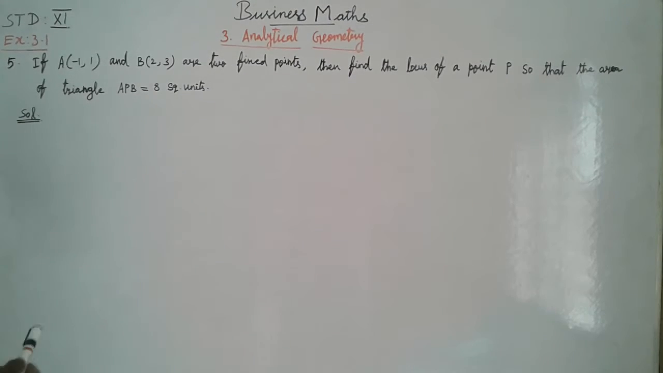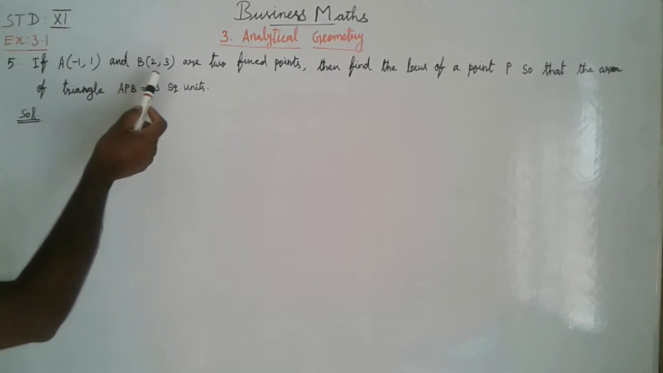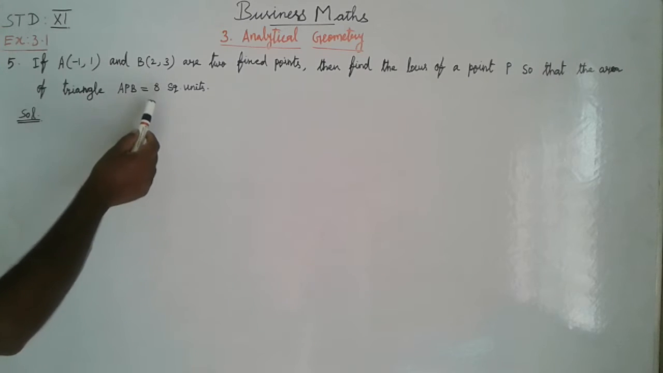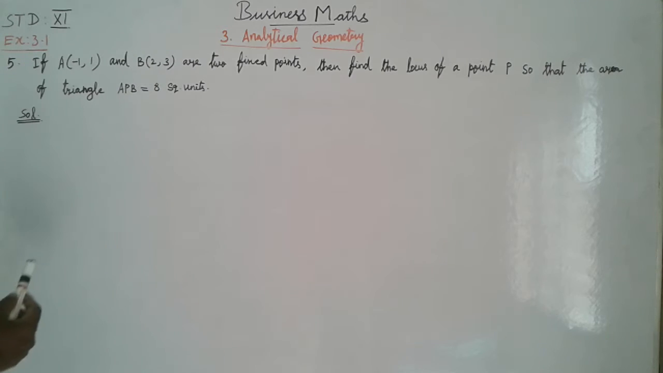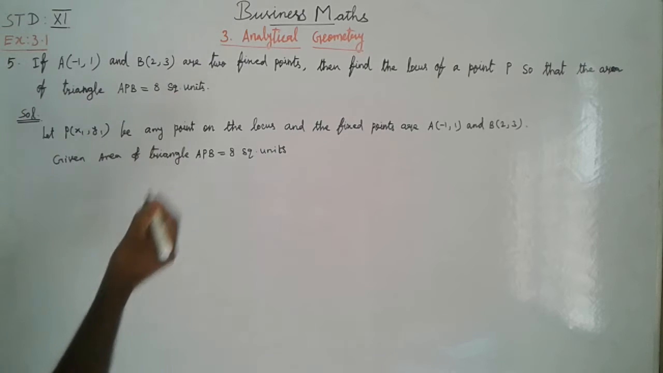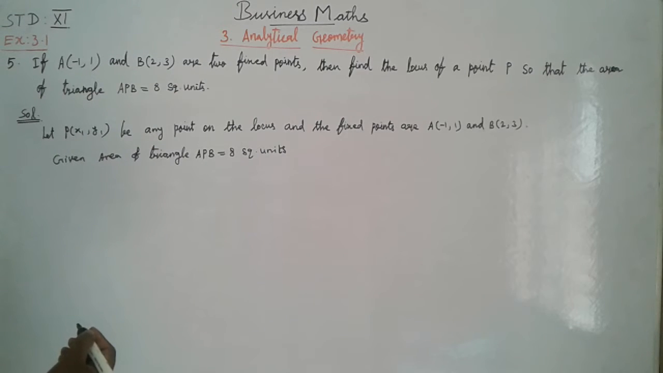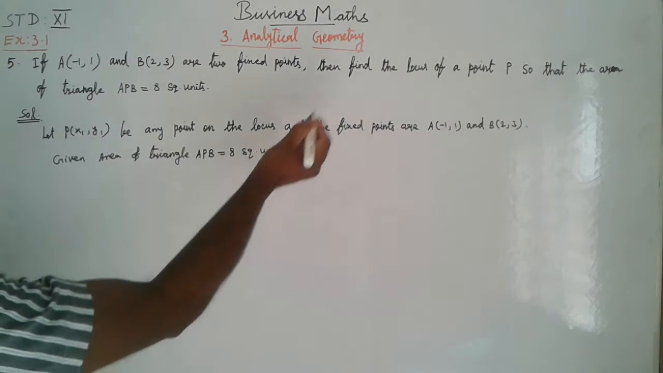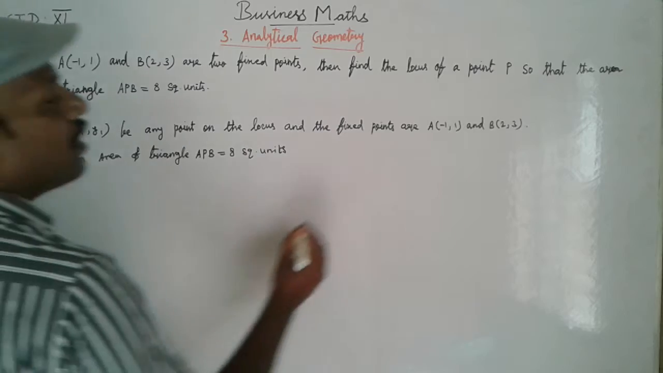Fifth sum. If A of (minus 1, 1) and B of (2, 3) are two fixed points, then find the locus of a point P so that the area of triangle APB equal to 8 square units. Let P of (x1, y1) be any point on the locus and the fixed points are A of (minus 1, 1) and B of (2, 3). Given area of triangle APB equal to 8 square units.